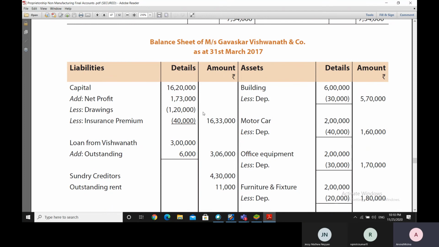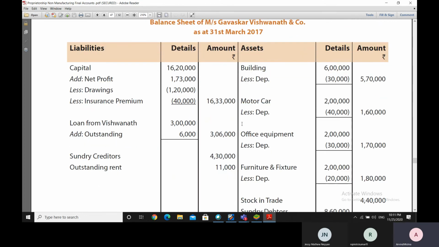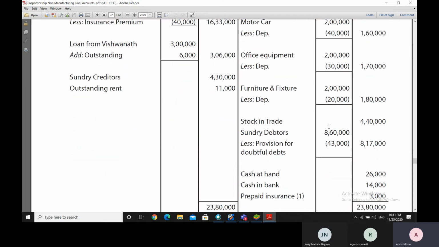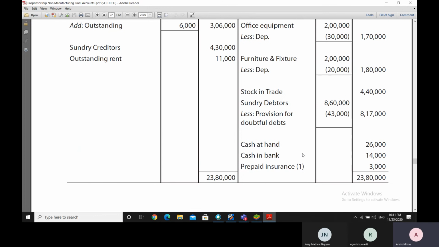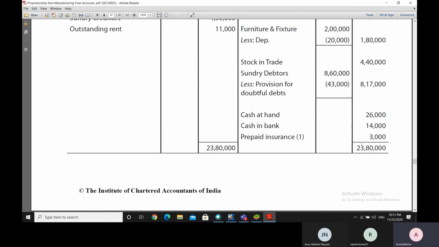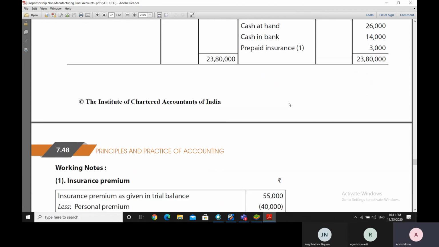And of course, the insurance premium that is paid for the proprietor's personal insurance is also reduced, because that is not part of the capital, that is a withdrawal being made out of the capital account to buy the insurance premium. Of course, in all the other accounts, depreciation is to be reduced from the fixed assets, and that is also being done here. Stock in trade has been already given at closing inventory 4,40,000 rupees. Provision for doubtful debt is reduced from the sundry debtors. And finally, the prepaid insurance is mentioned there on the asset side as a debit balance. So that is an asset that we are going to get back.